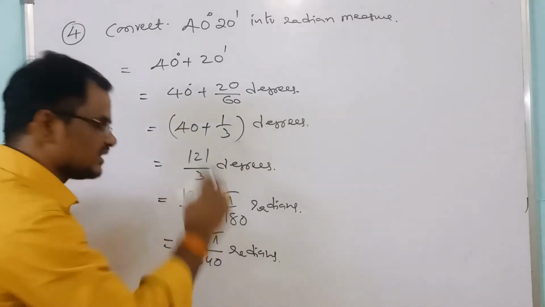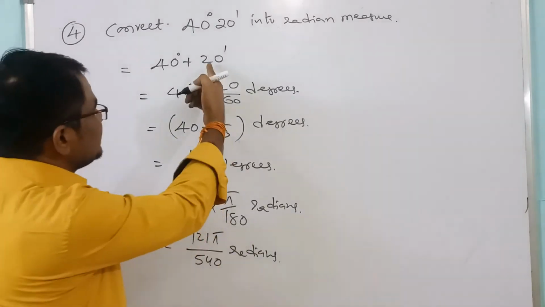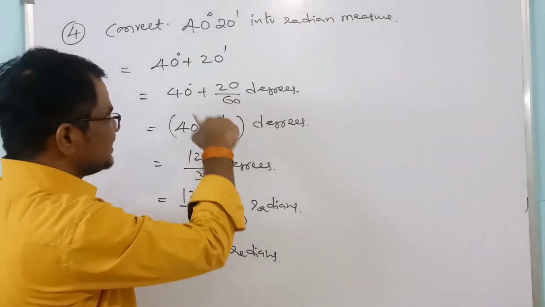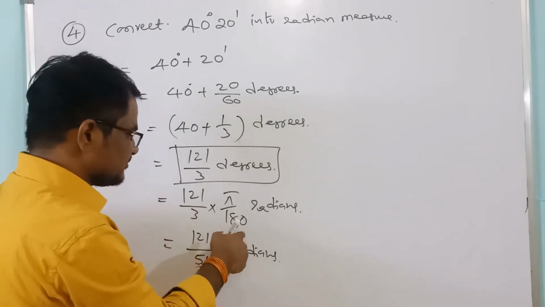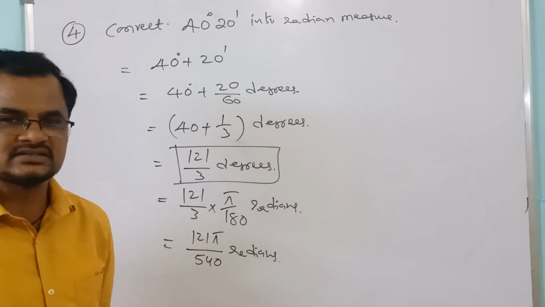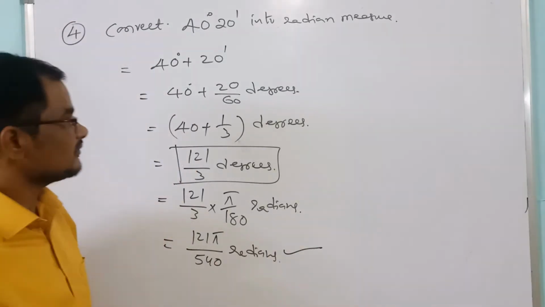Radians, not radian, means the symbol you have to take. Okay? Now here, this one you converted into degrees. So this is total degrees. Then you multiplied by pi by 180. Now it becomes what? Radians. This is our final answer.